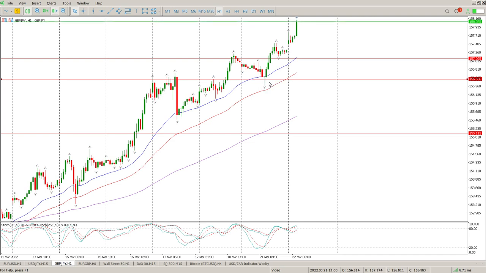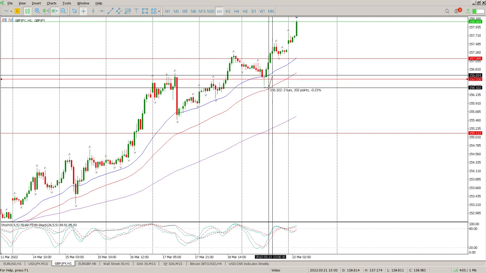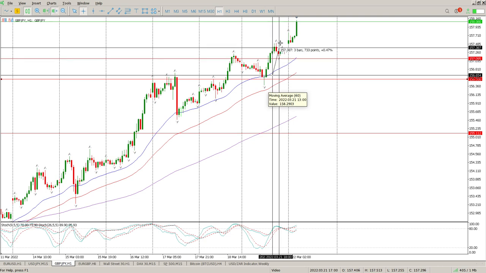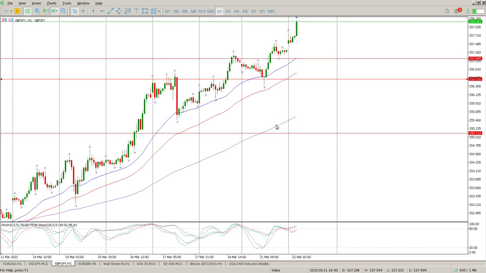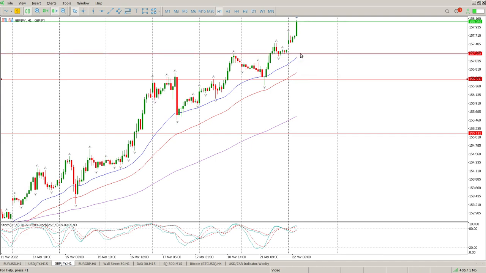That was a sure bet trade. As soon as you see that pin bar, it's a case of in, stop below it, 330 point stop loss, and have a look where we are now, 1,400 points to the upside. So still looking to buy this. That's the only option that I have at the moment.